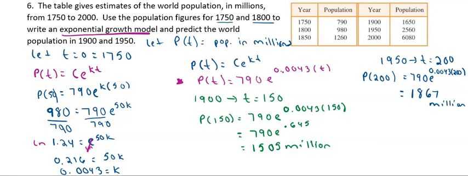So again, a little bit different than what the actual population was, but that's okay. We used our model to verify and check and calculate the population based on the model from 1750 for both the 1900 and the 1950.